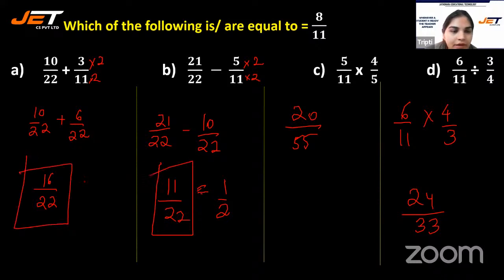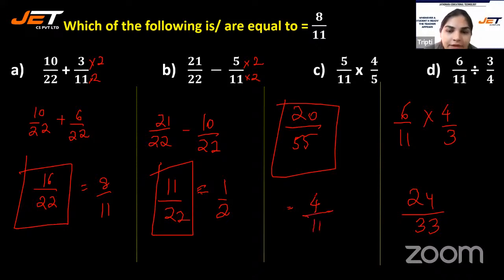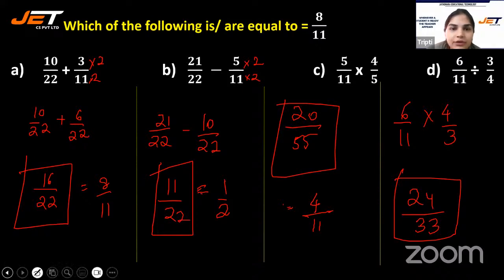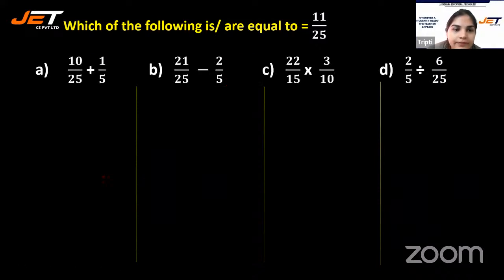Okay? And this can further be reduced and written as 8 by 11. This is 20 by 25, which can also be written as 4 by 11. And here 24 by 33. Let's move on to the next question. And here we go. Your time starts now.